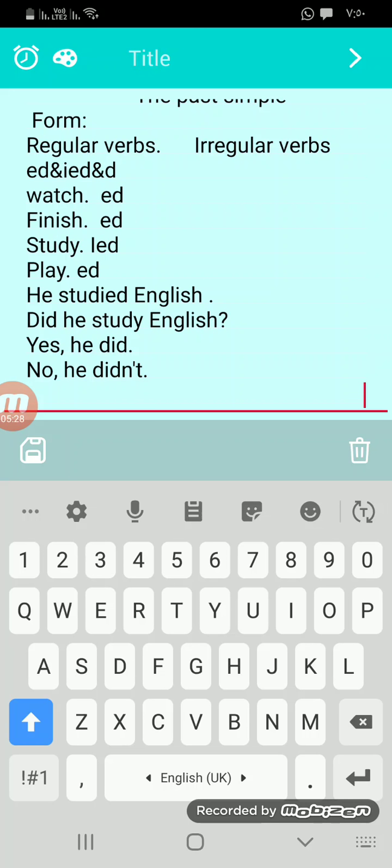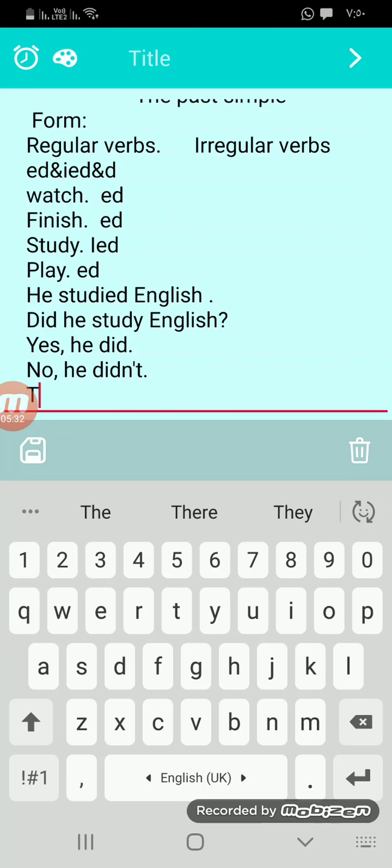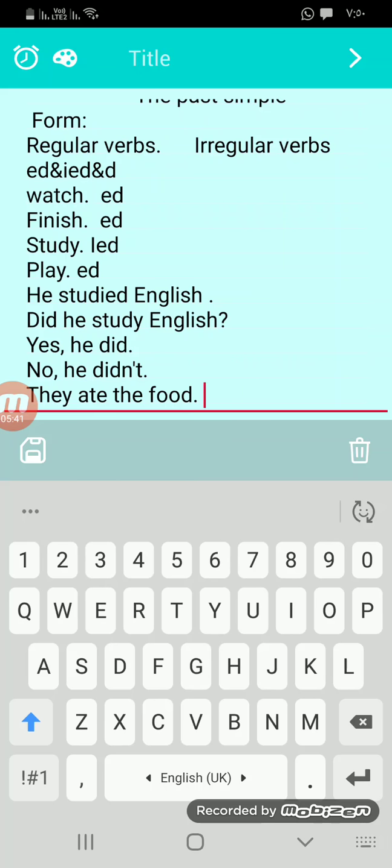Another example, when I say they ate the food. Okay. Look at this sentence. Here I want to make a WH question. When you want to make a WH question, look at the object after the verb. Look at the object.